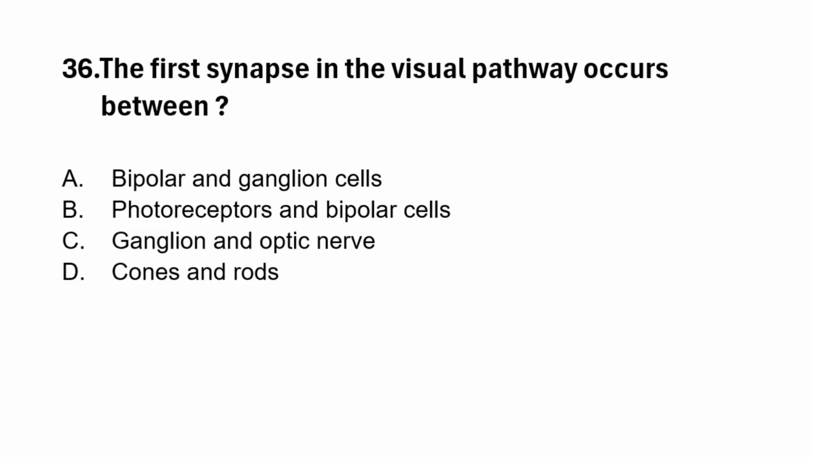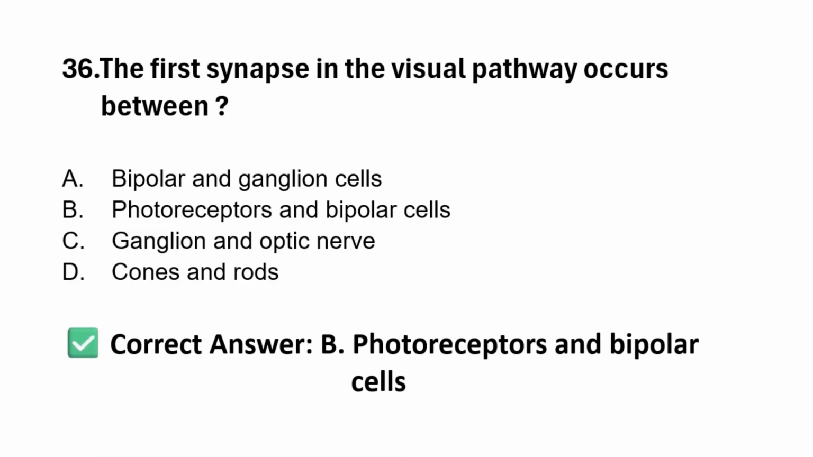So the correct answer is option B photoreceptors and bipolar cells. Once photoreceptors detect light, they pass the signal to bipolar cells and this forms the first synapse of the visual pathway. Moving to the next question, question number 37.